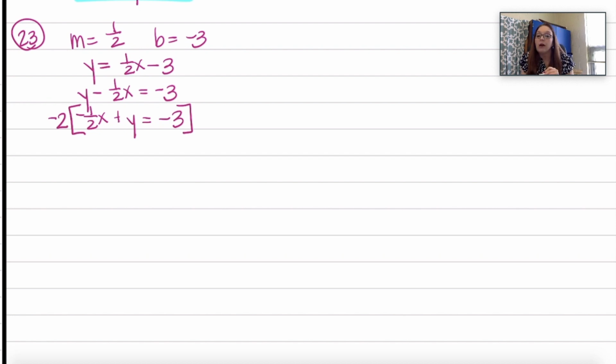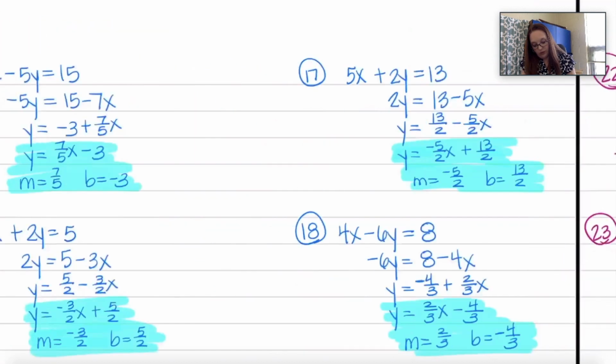So -2 times -1/2 x is +1x, which is just x. -2 times y is -2y, so I'm writing -2y. And -2 times -3 is +6. So we end up with x minus 2y equals 6. So let's write that down.